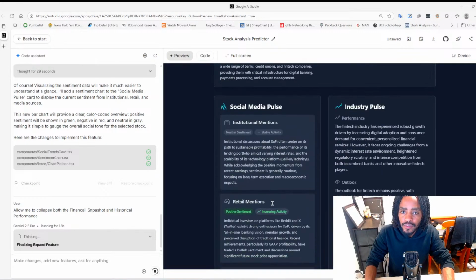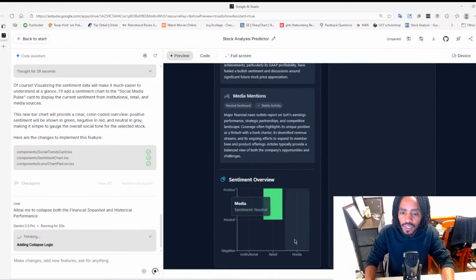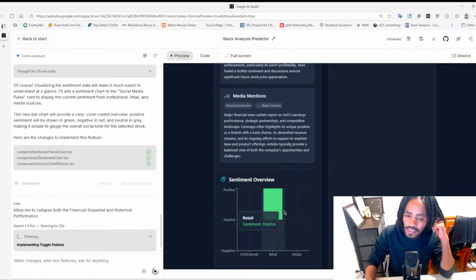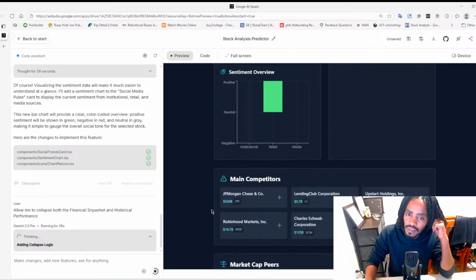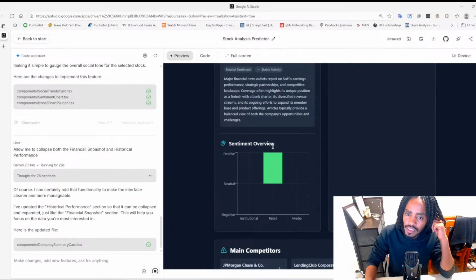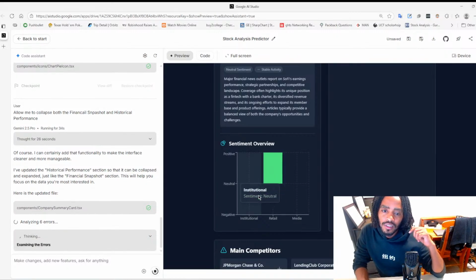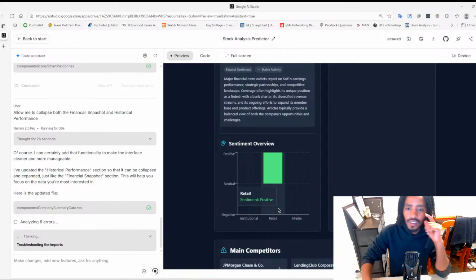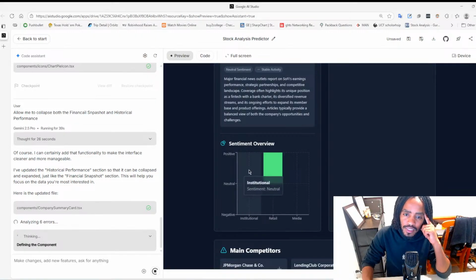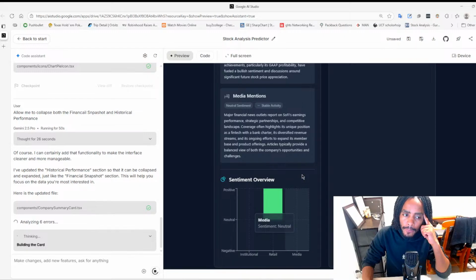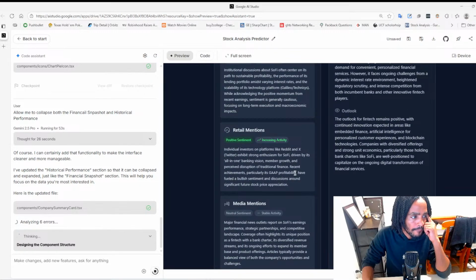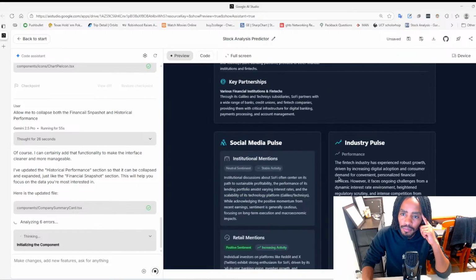So I want to see the trend. Oh, this trend is so bad. So, I mean, sentiment overview. This is sentiment positive. So it's retail positive, but then there's nothing for institutional or social media. So it needs to be a little bit better here.